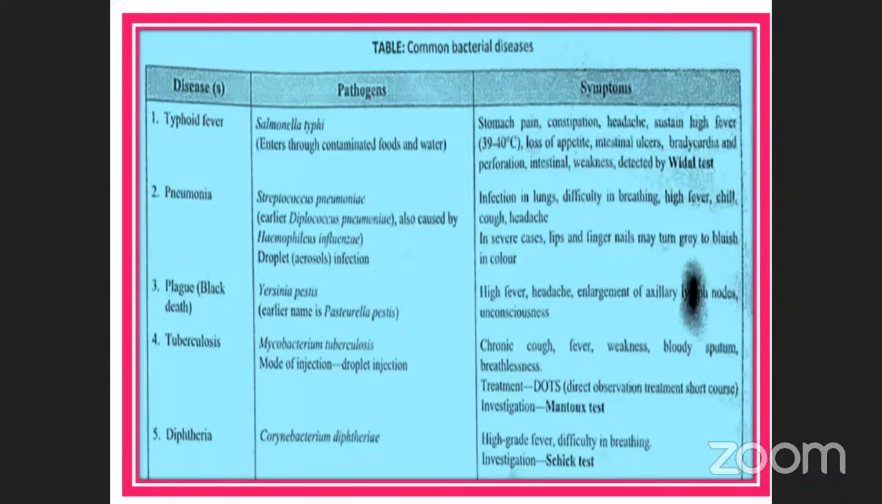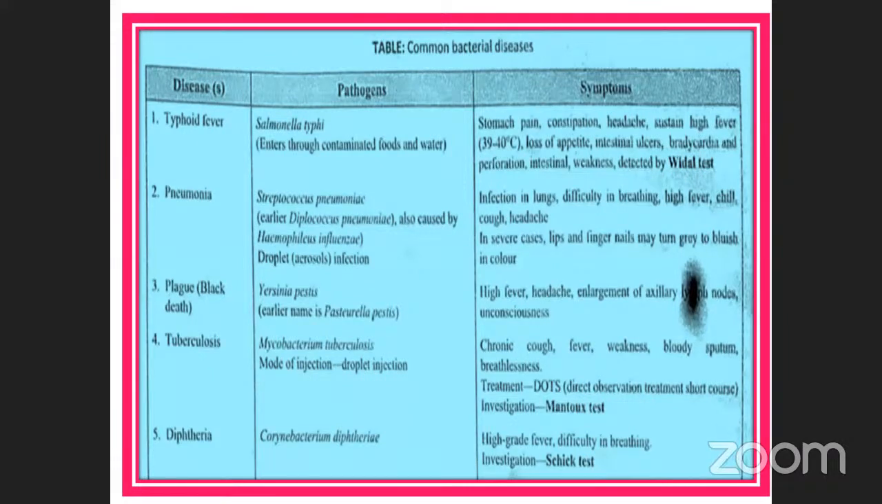Tuberculosis is nothing but TB. Mycobacterium tuberculosis, mode of infection: droplets. What are the symptoms? Chronic cough, fever, weakness, and bloody sputum. Sputum is semi-solid. When you get a cold, there is a small amount of white liquid that comes out; it is also one of the protein molecules. Bloody means blood also comes out.